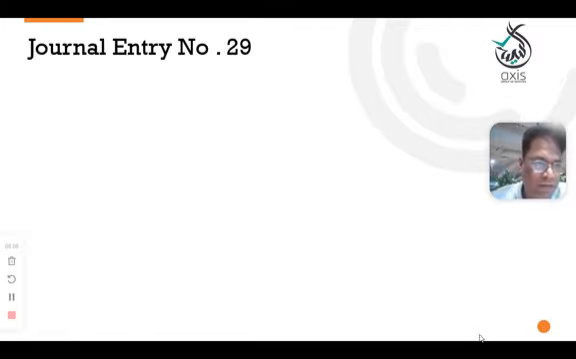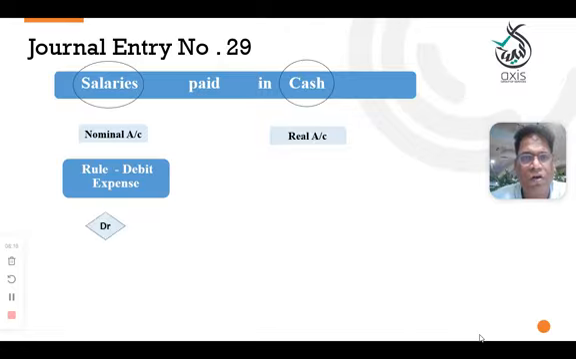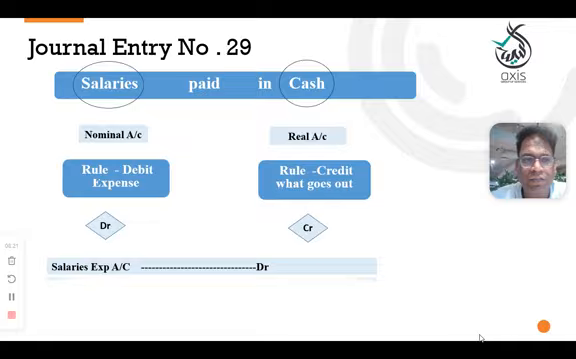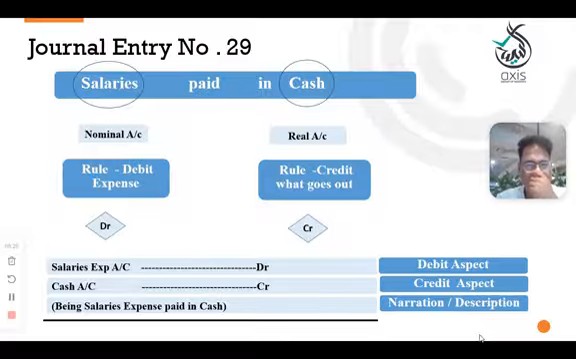Entry number 29. Salary is paid in cash. Salary is the name of the expenditure. Cash is a real account. Name of the expenditure, debit. And the real account cash is going out, credit. The entry will be salaries account debit to cash account, being the salary is paid in cash, underline. Debit aspect, credit aspect, narration and underline.